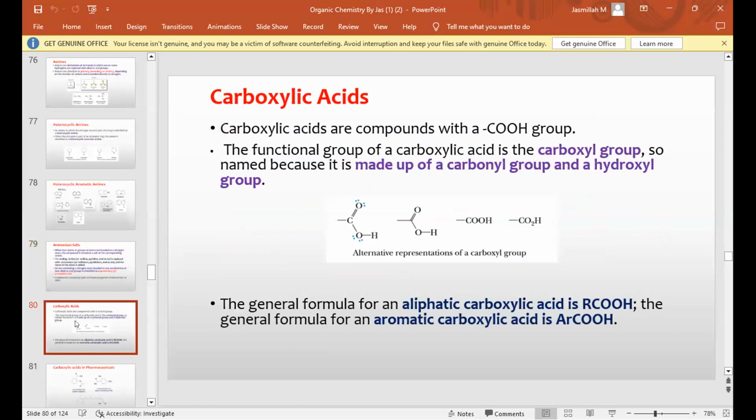Then the last part, carboxylic acids. Carboxylic acids are compounds that contain the COOH group. The functional group of a carboxylic acid is the carboxyl group, and the name is made up of the carbonyl group, which is C double bond O, and a hydroxyl group, the OH. Together, the carbonyl group and the hydroxyl group make the carboxylic acid group. I don't know if I'm making sense.